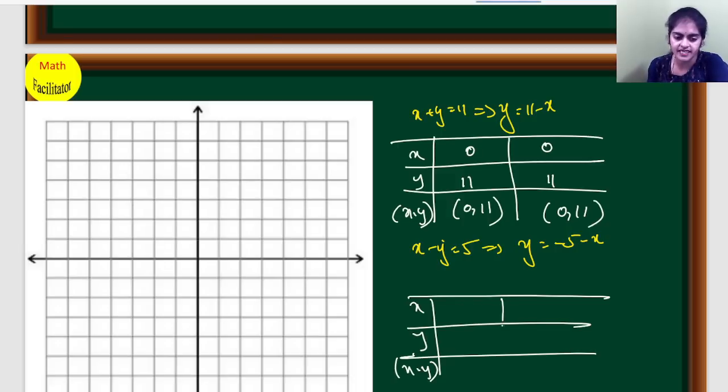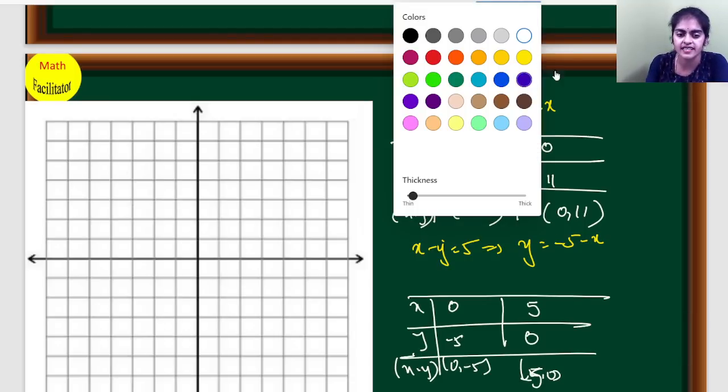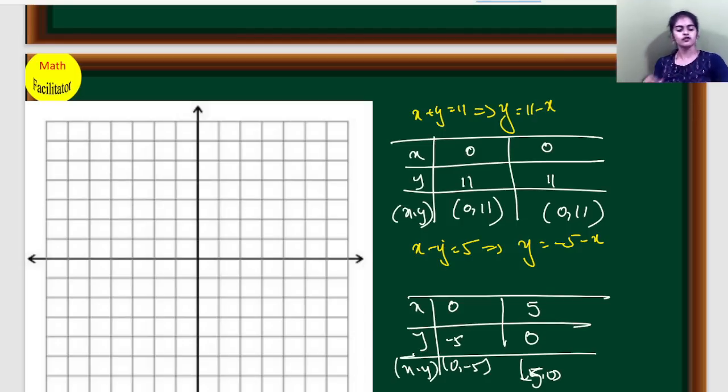Now here in this case, if I take x as 0, y will be minus 5. So 0, comma minus 5. If I take y as 0, x will be equal to 5. So this is 5, comma 0. Clear? Now let us try to write the scale and plot the points. So for a pair of linear equations, you just have to draw two tables of values, and you will get two straight lines for the two tables of values.